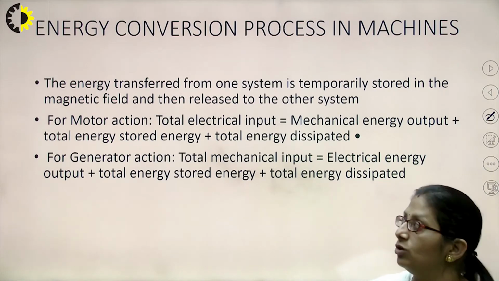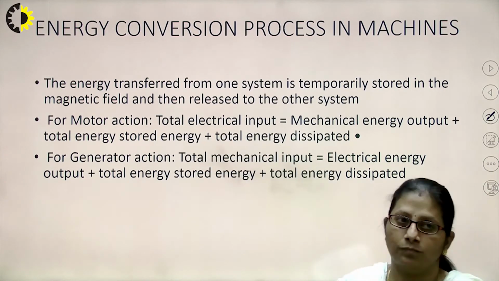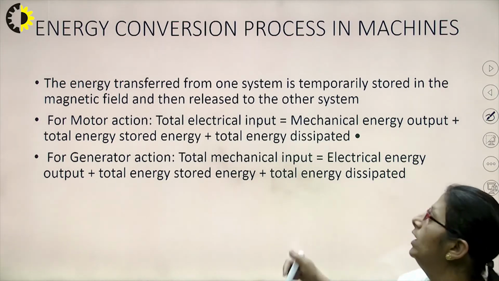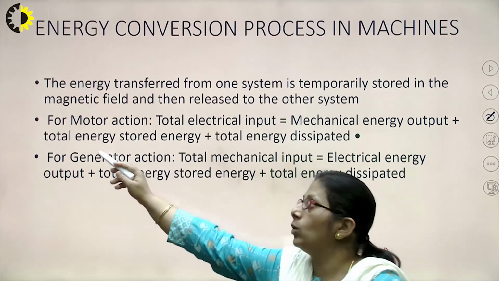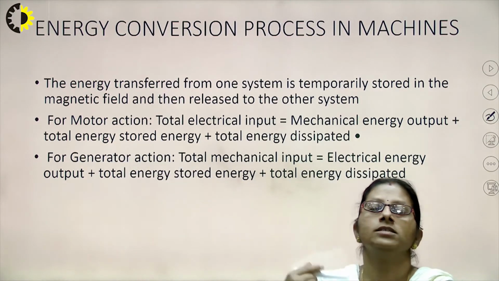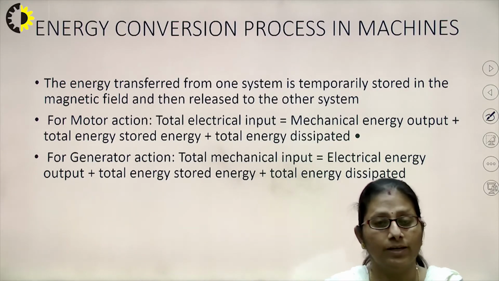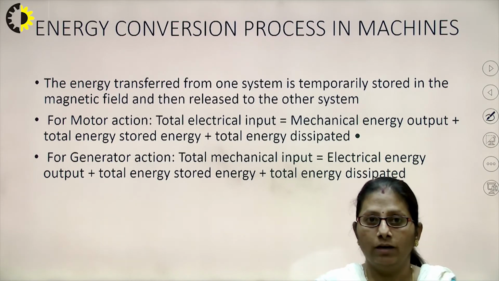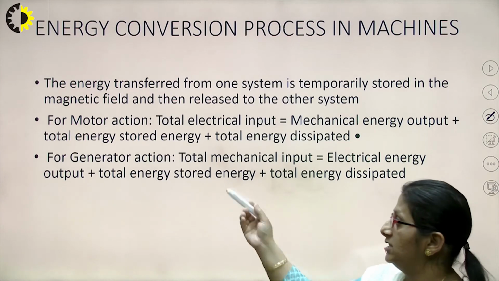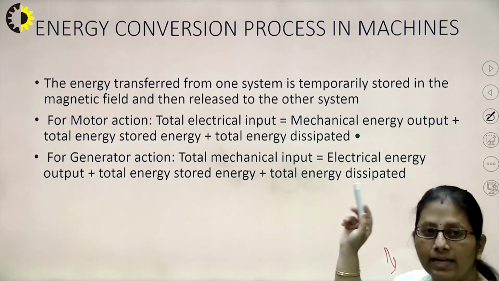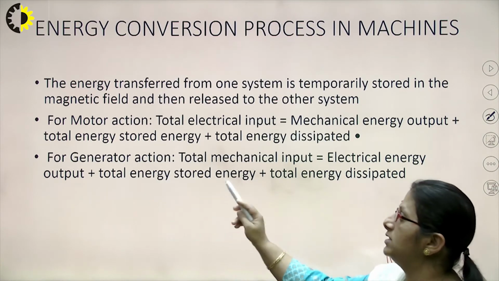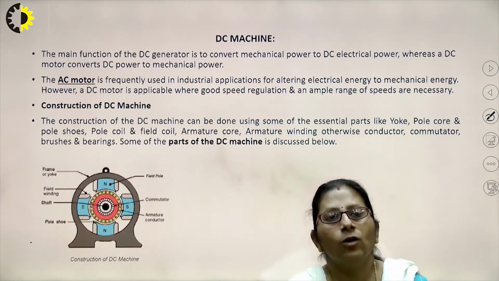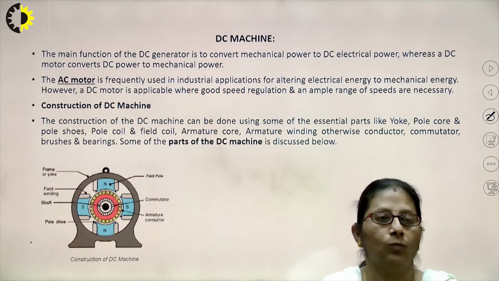Now for motoring action, the input has to be electrical. So the total electrical input has to be equal to the mechanical energy output plus the total energy stored plus the total energy dissipated, right? Similarly, for generator action, the input would be mechanical and the output electrical, so the total mechanical input equals the electrical energy output plus the total energy stored plus the total energy dissipated, right? Now coming to the very first machine we are going to study.